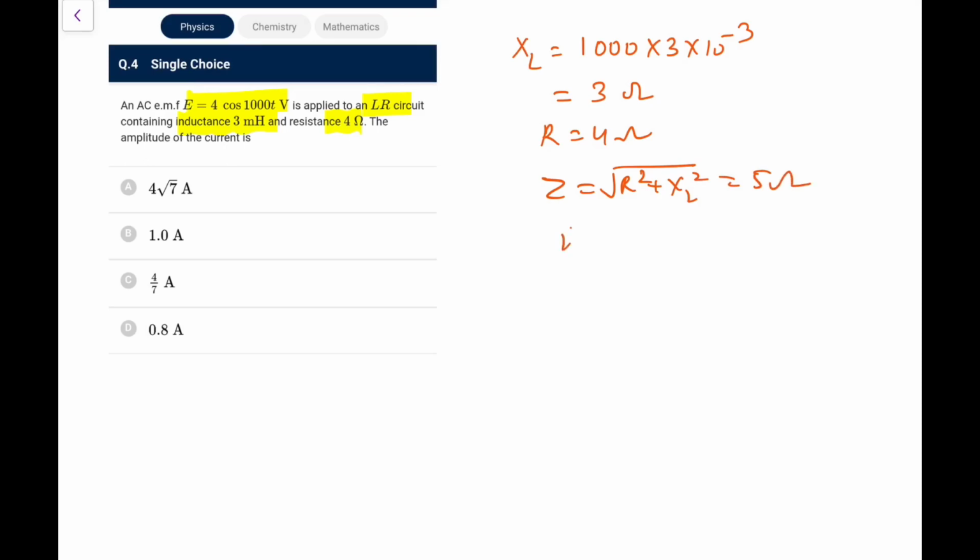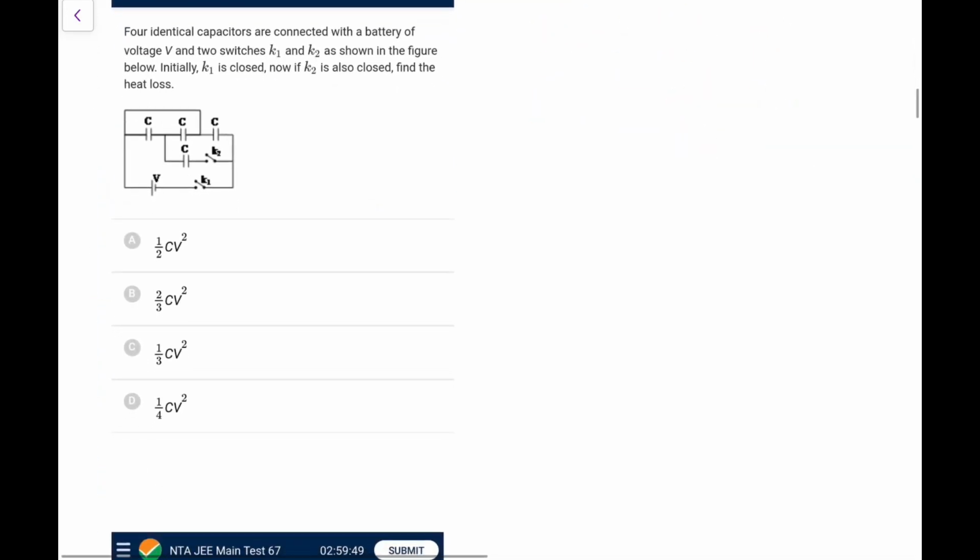Now what would be the amplitude? I max is V max by Z. V max is 4, so that is 4 by 5. This comes out as 0.8 ampere. So it's an easy one, not a tough one. Okay. Next, question number 5 we will go for.